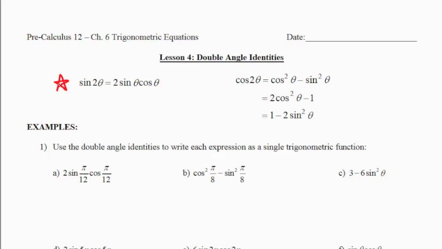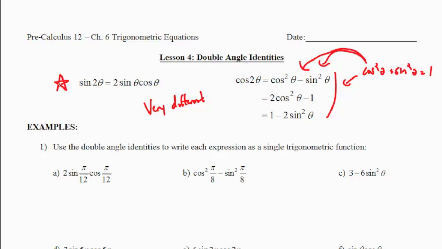We have sine of 2 theta is equal to 2 sine theta cos theta, and the cosine of 2 theta is equal to a whole bunch of different things. There's something interesting about this: there's more than one way to write cosine of 2 theta, which stems directly from the idea that cosine squared theta plus sine squared theta is equal to 1. If you substitute in for sine squared theta or cosine squared theta, you can get the other identity. So essentially, in memorizing one, you've memorized all three.